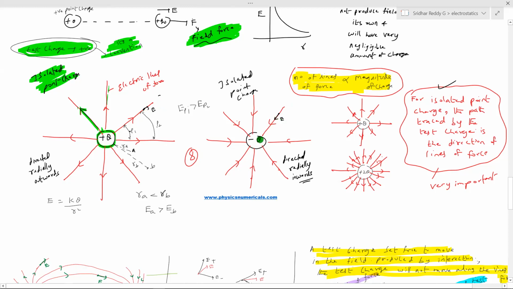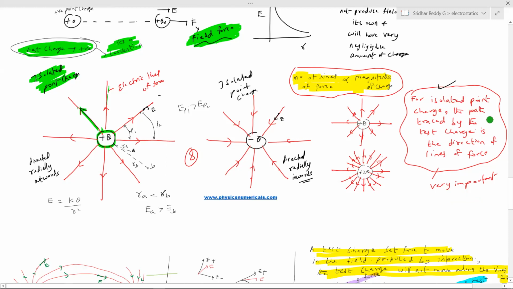Similarly, if you release it for the negative point charge, earlier it will be here. Then it will come here, then here, then here, then here. So the test charge again will be moving along the lines of force only. So for an isolated point charge, the path traced by the test charge is the direction of lines of force. I think it's correct. Strictly isolated, it is mentioned only for an isolated point charge only.